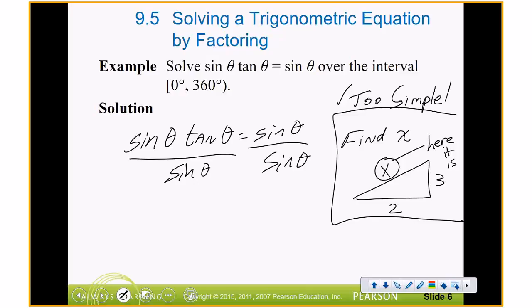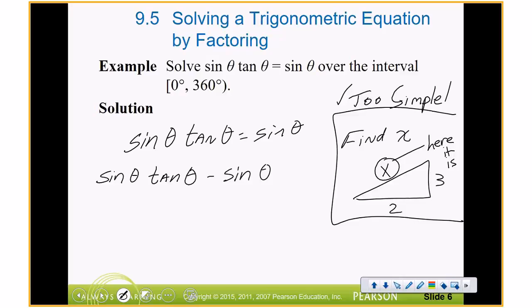So, you don't divide through because it's not going to give you all your answers, it's only going to give you half the answer. It's only going to give you one x-intercept or one solution. So, what do you do? You bring that sine over, just like in that cosine problem we did. Sine theta tan theta minus sine theta is equal to 0. Bring this over.